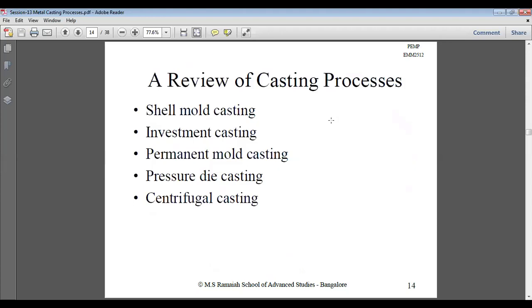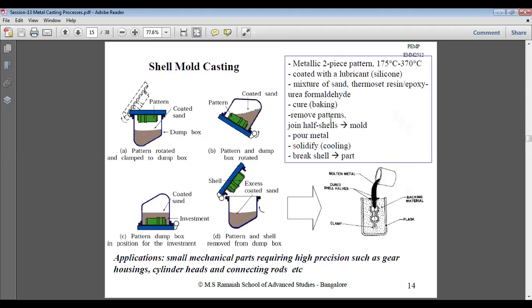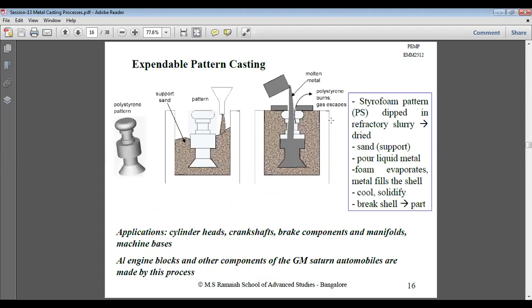So, a review of the casting processes: shell mold casting, investment casting, permanent mold, pressure die casting, centrifugal casting. This is shell mold casting, as I discussed earlier. In shell mold casting, the casting is done by applying a shell mold. So this is the casting. Expandable, we can see the pattern can expand.